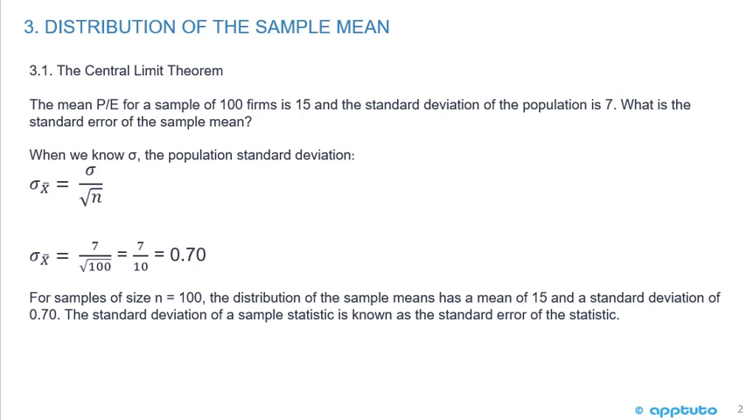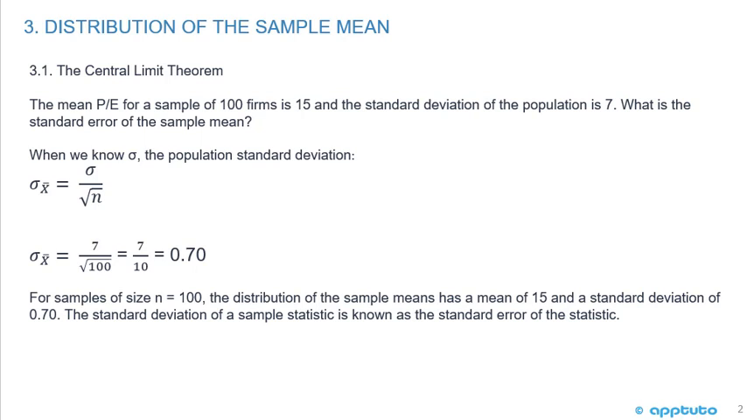So when we know the population standard deviation, we use the formula. The standard error of the sample mean equals the standard deviation divided by the square root of n, and n is the number of samples, 100 firms. So it's easy. It's just 7, which is the standard deviation, divided by the square root of 100. So 7 over 10 equals 0.7.